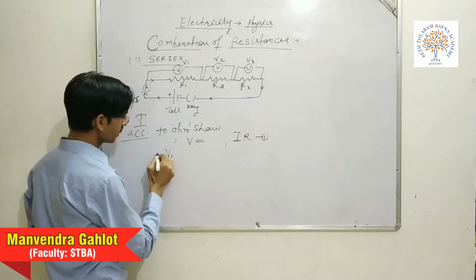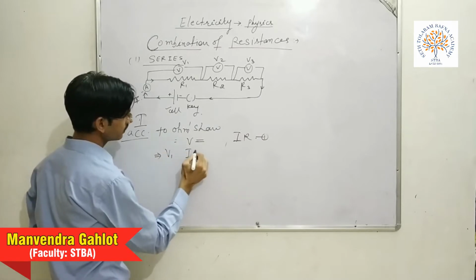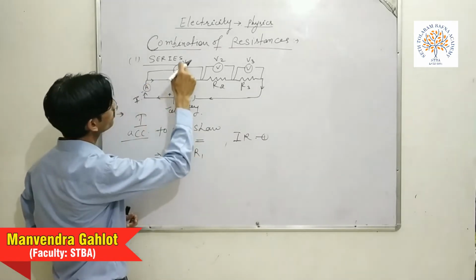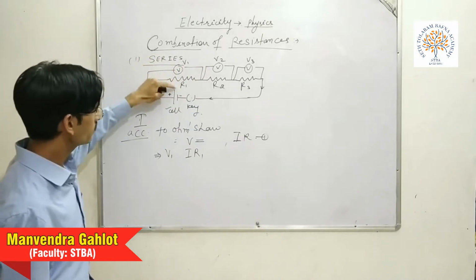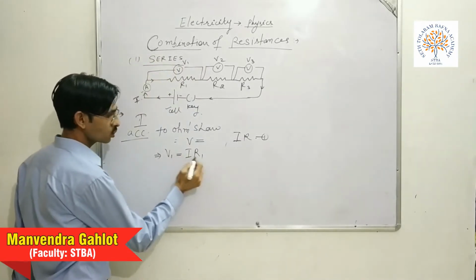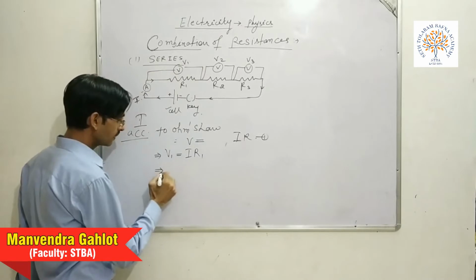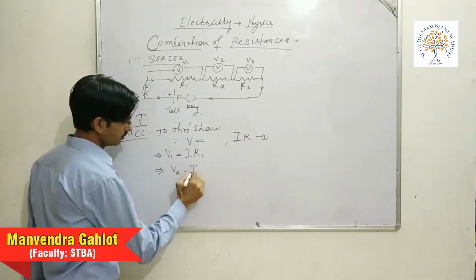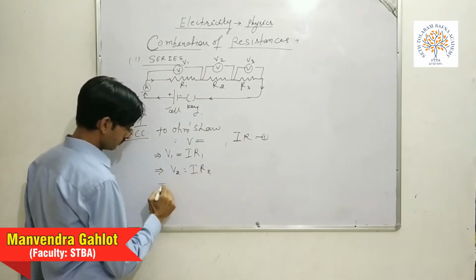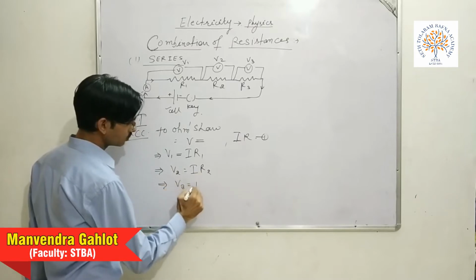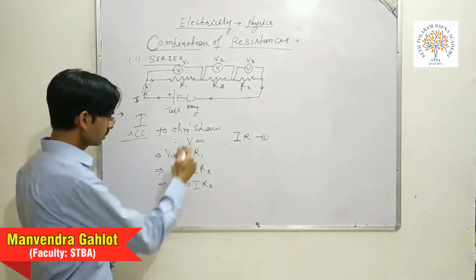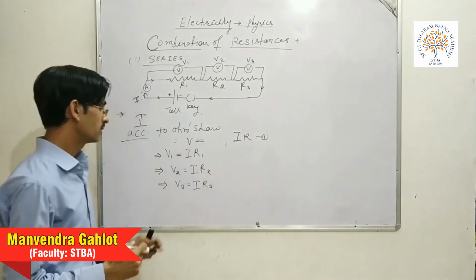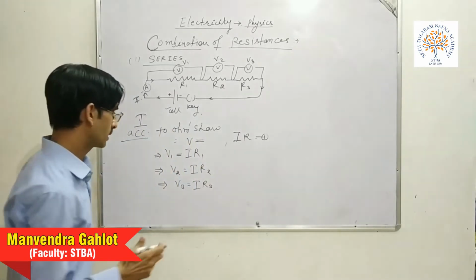Similarly, V1 equals to IR1, because V1 is the potential difference across R1. So V1 equals to IR1. Similarly, V2 equals to IR2, and V3 equals to IR3. We calculated the first V1, V2 and V3.